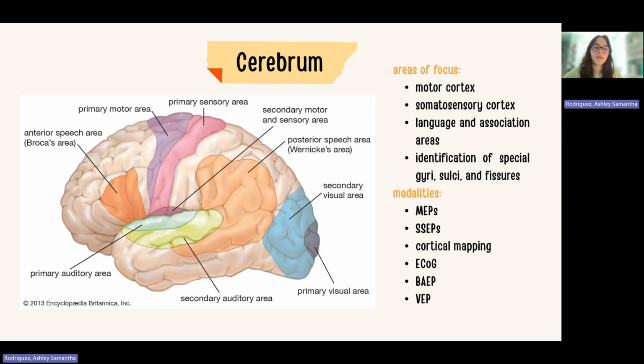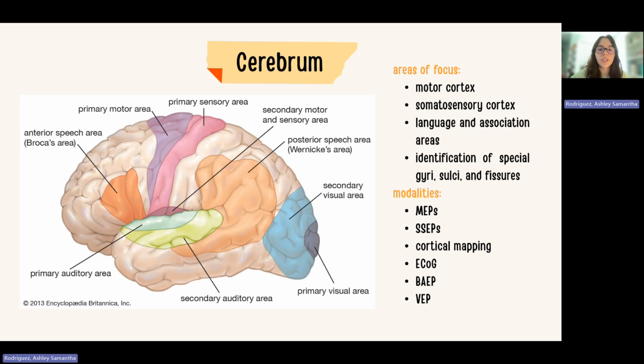The somatosensory cortex is responsible for processing sensation and proprioception, and somatosensory evoked potentials, or SSEPs, monitor the ascending sensory pathways. SSEPs help ensure that surgeries do not compromise tactile or proprioceptive function. So that would be any surgeries that surround the parietal lobe or are close to it at all.